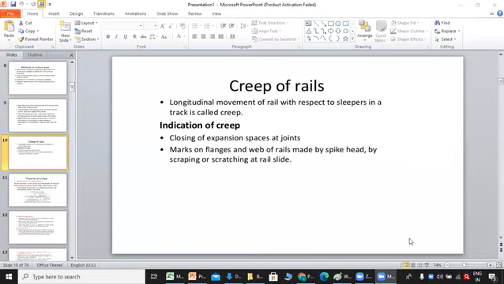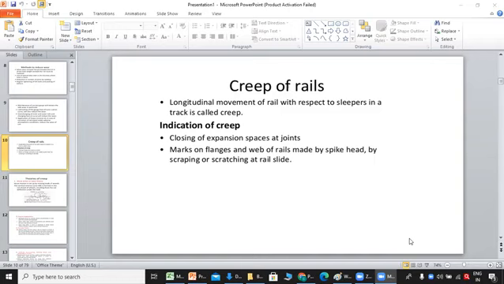So see, creep of rail. The longitudinal movement of rail with respect to the sleeper in a track is called creep. Okay? And wear and creep are not the same thing. Longitudinal movement of rail is nothing but the creep. So this is a most important topic.